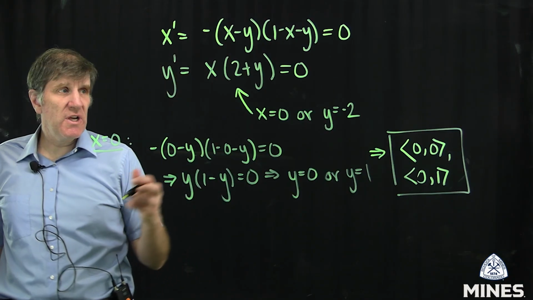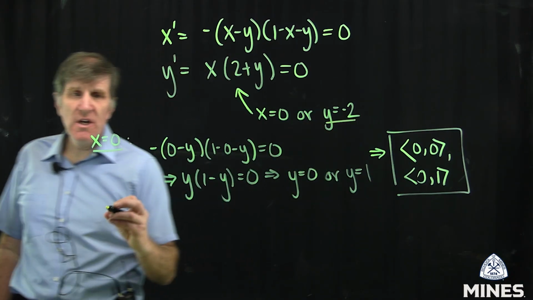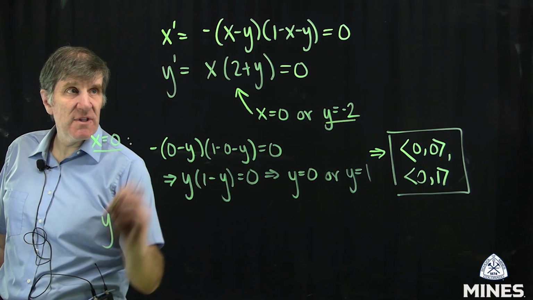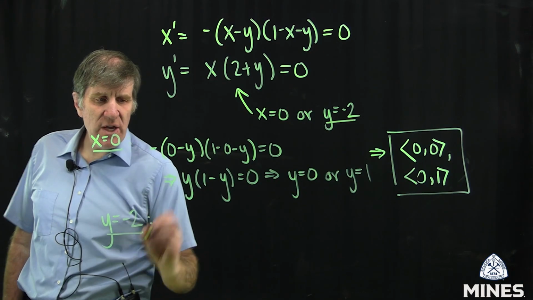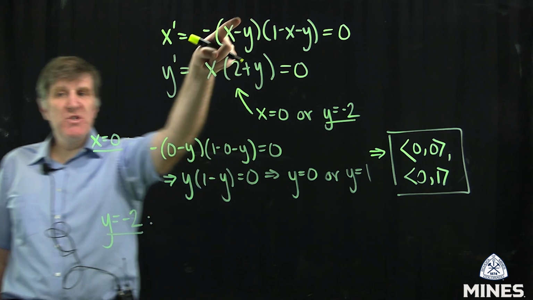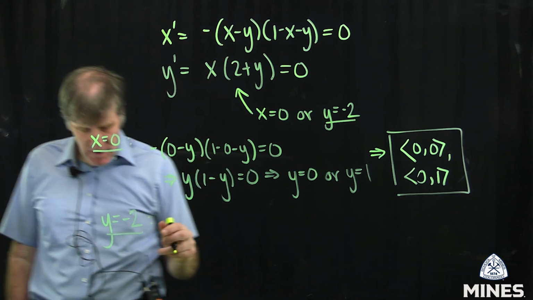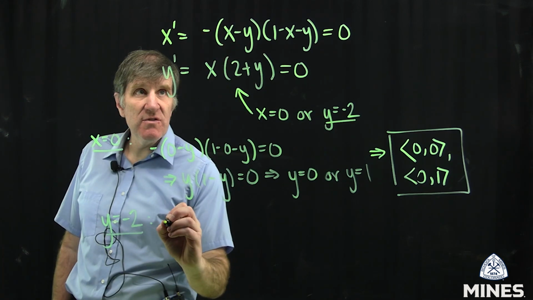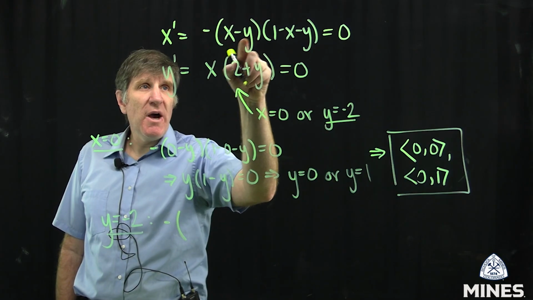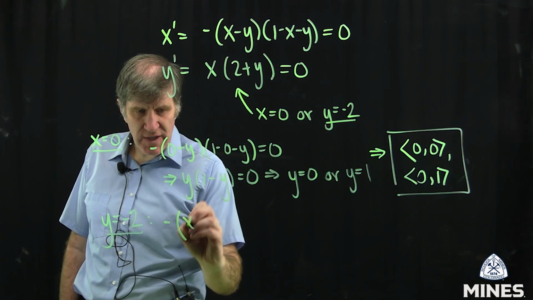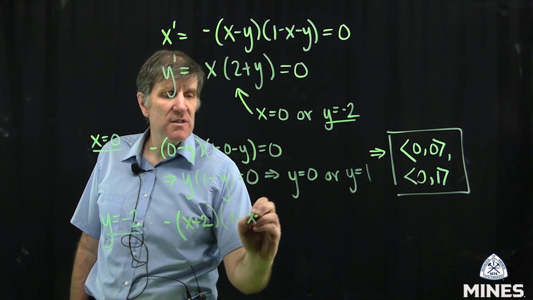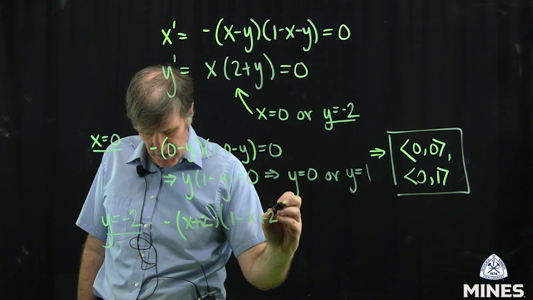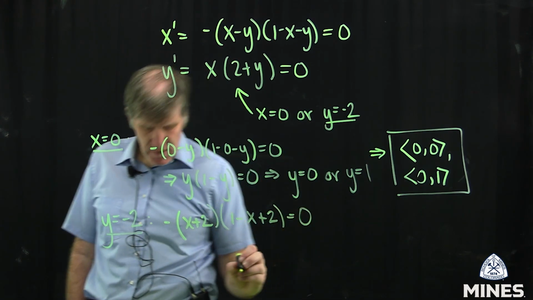We're not done because we didn't track through the second case. The other case from this equation was that y equals -2. So if y equals -2, same procedure. We're going to plug it into the top equation here. That gives us a negative x minus a -2, which is x plus 2, times 1 minus x minus a -2, so that's a plus 2, equals 0.